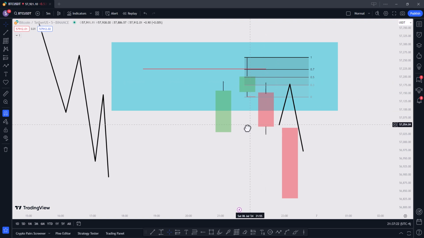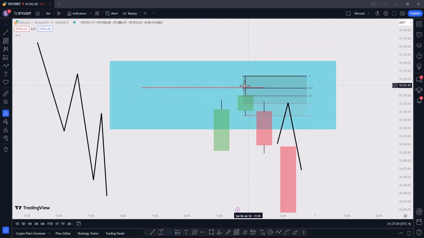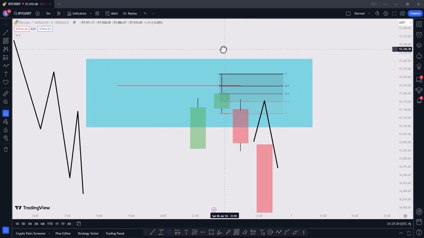So what you want to do is this: once you see this sweep on the 15-minute, you want to drop to a lower time frame. Drop to the 5-minute and see if we have that same formation. See if the candles only wicked above the high from here.